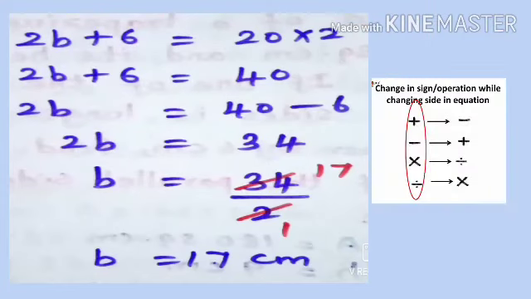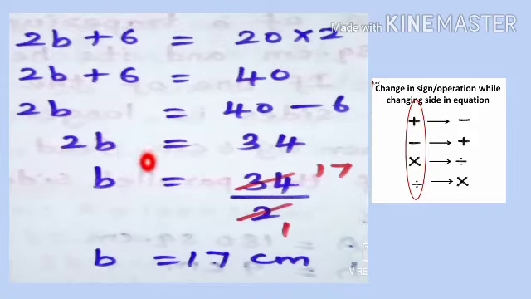So now students, 2B plus 6 is equal to 20 into 2 is 40. And this plus 6 becomes minus 6 when it crosses the equal to sign. So 40 minus 6. Here 40 minus 6 is 34. So 2B is equal to 34. Thus we get. Now we need the value of B, that is one parallel side. The length of one parallel side is B.